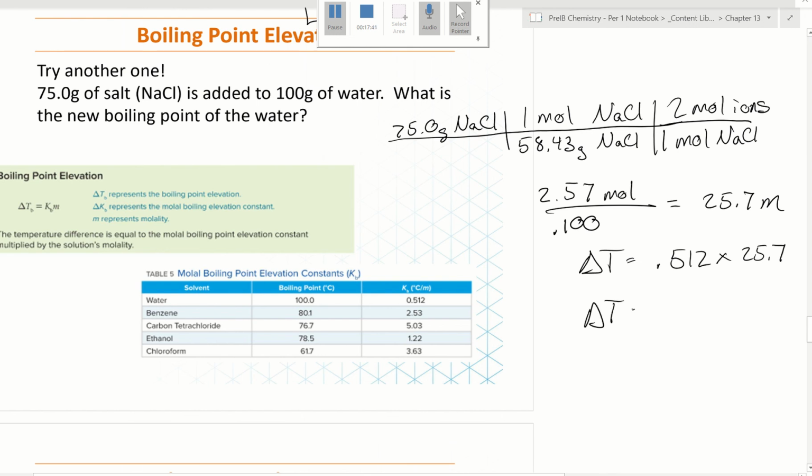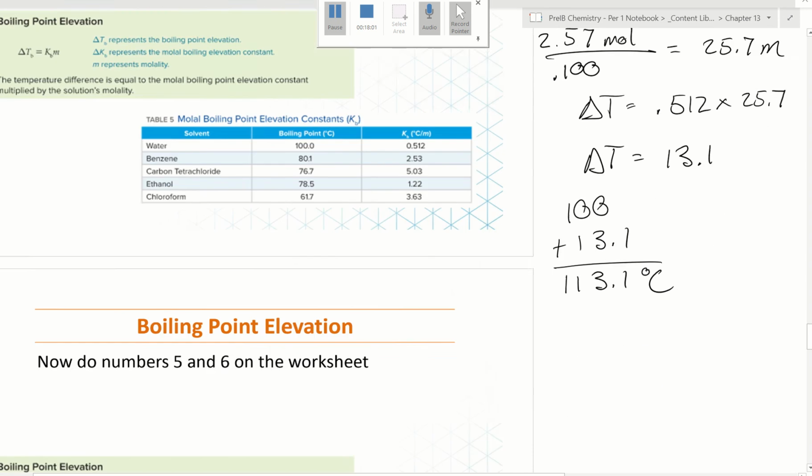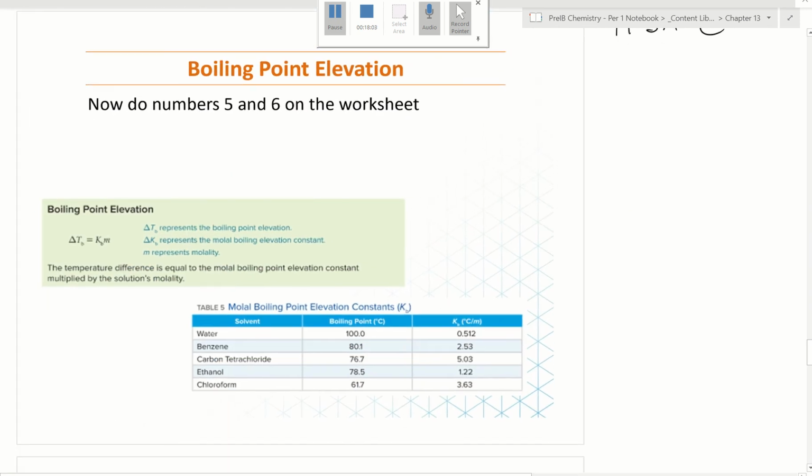and I get that delta T is equal to 13.1. So 100 plus 13.1 gives me 113.1 degrees Celsius. All right, so that's the boiling point elevation with an electrolyte. This is the key step right here. So if you're following along on the worksheet, now you can do numbers 5 and 6 on the worksheet, which are practicing through boiling point elevation. So go ahead and pause the video and work on those two.